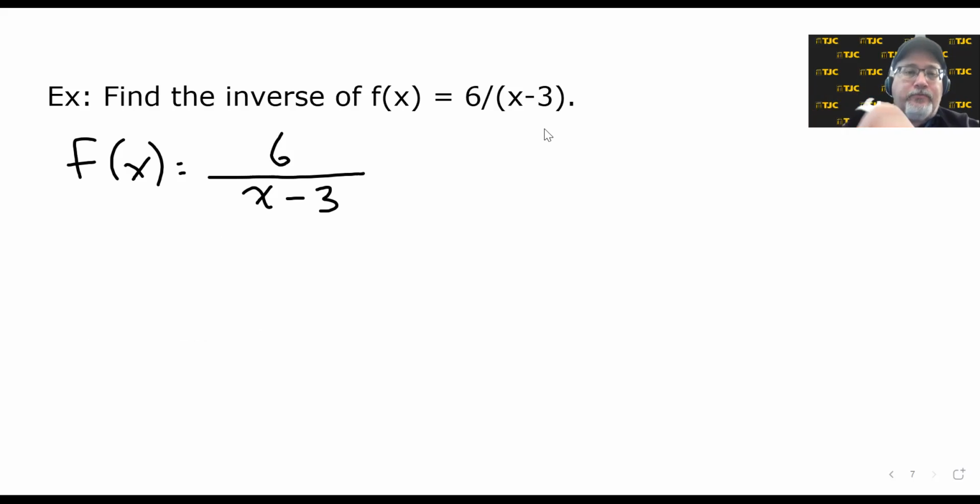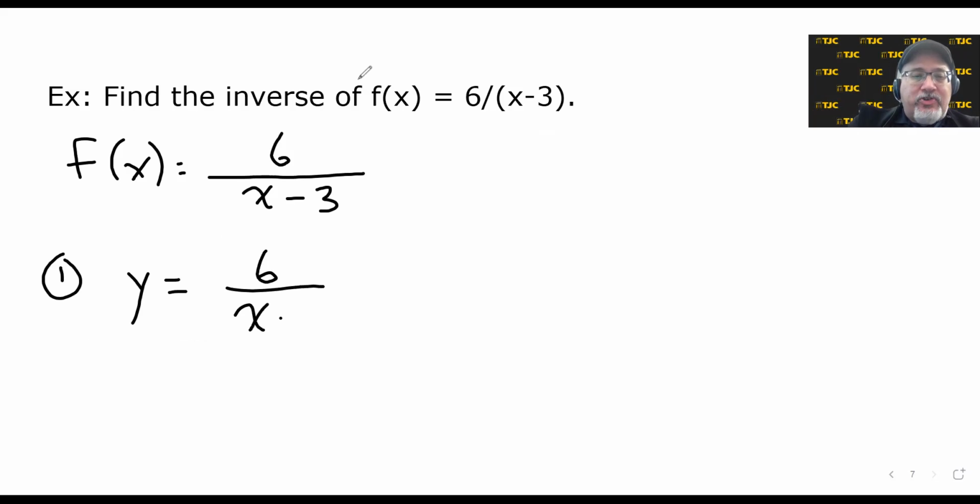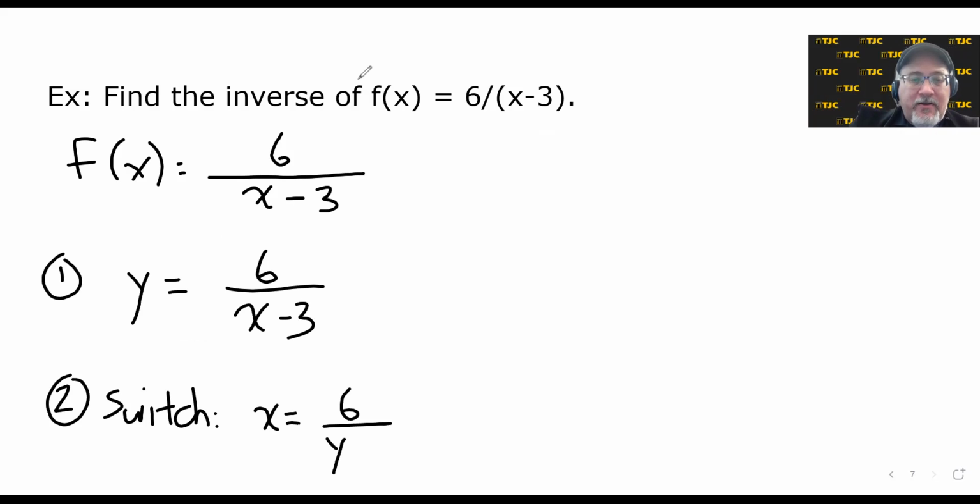Number 1 is we need to change this to y equals. That's an easy move. And then step 2 is to switch. So everywhere there's a y, we put an x. Everywhere there's an x, we put a y. It's the third step that's going to cause trouble sometimes, where we have to solve for y.